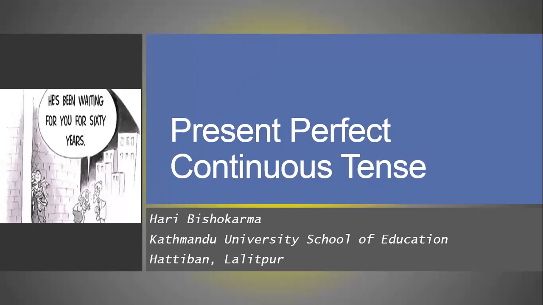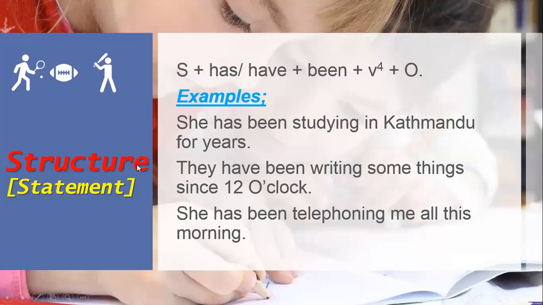Okay, so here in present perfect continuous tense, I start with a sentence: he has been watching for 60 years. This sentence also makes clear that the present perfect continuous tense talks about the action which began at some time in the past but is still continuous, still in processing. So here the structure of present perfect continuous: subject plus has/have plus been plus verb plus object.